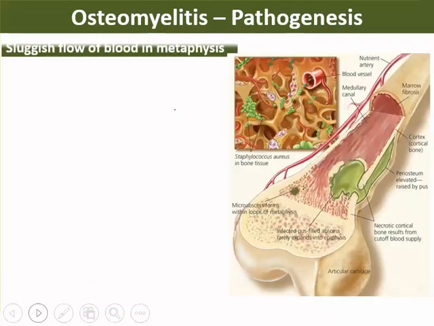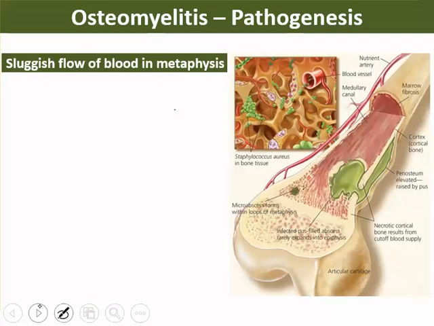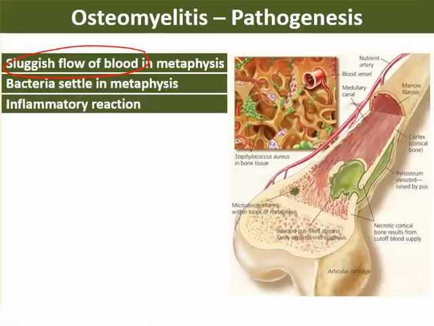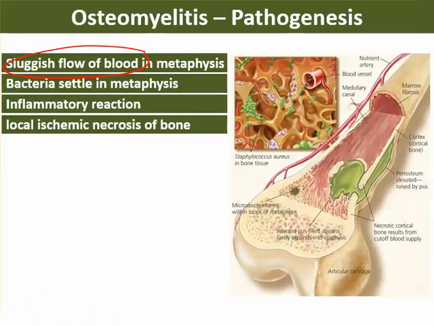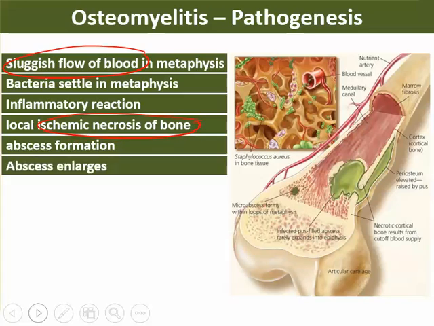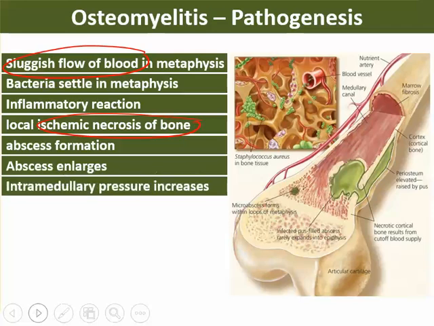Now coming to the pathogenesis of osteomyelitis, because of sluggish flow of blood. Sluggish means slow. Where the blood flow is slow in the metaphysis, because of the U-shaped blood vessel, the bacteria settle in the metaphysis and the inflammatory reaction starts, and they produce local ischemic necrosis of the bone. Because the pressure is increased, there is no blood supply. Now abscess formation, more pus is collected, that is called abscess. Then the abscess enlarges and intramedullary pressure increases.